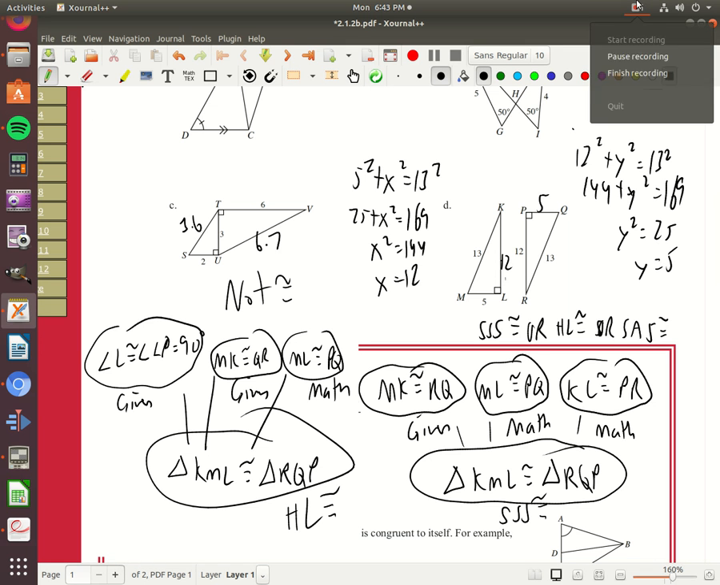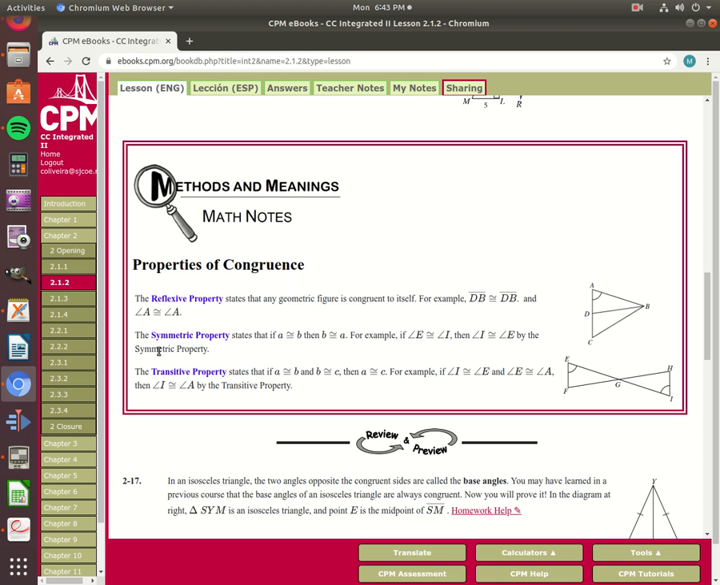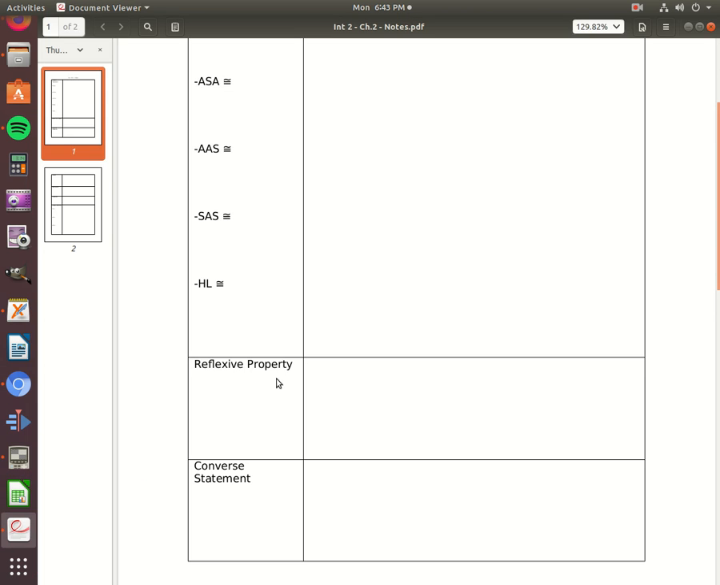Let me pause real quick and see if there's anything else I want to mention before I turn this video off. Mention again, this book does a good job of ignoring symmetric and transitive. Those are real properties that I really had to deal with when I took geometry in high school, but this book essentially ignores them, but it does do some reflexive property. So make sure that you understand the reflexive property, fill this section in.